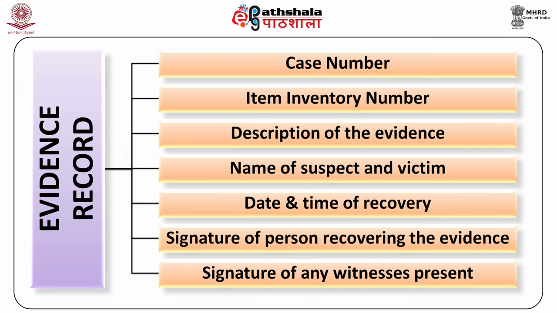J. The evidence record must comprise all relevant information, consisting of case number, item inventory number, description of the evidence, name of the suspect, name of the victim, date and time of recovery, signature of the person recovering the evidence and signature of any witnesses that are present at the scene of crime.